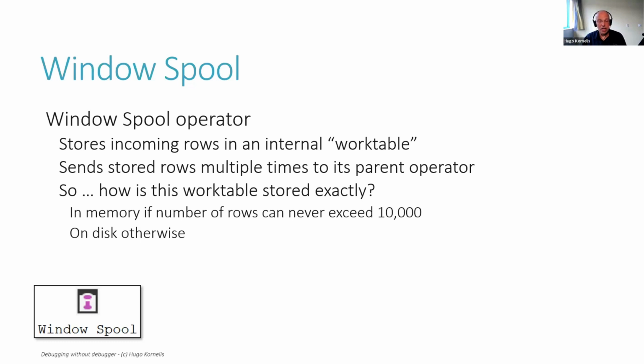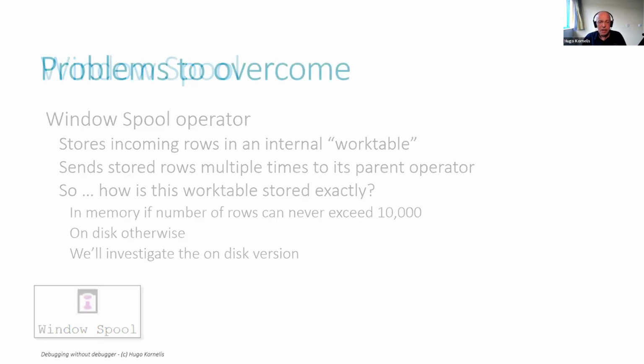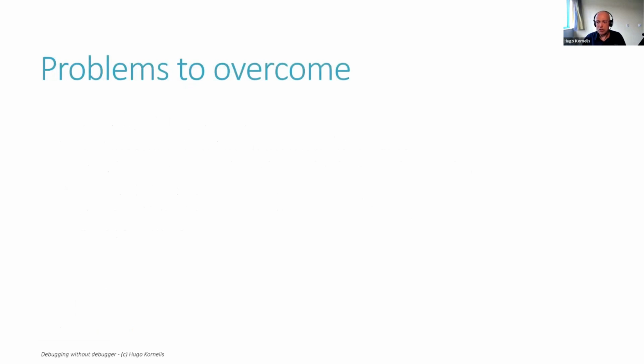And now you will understand why in my query I said between 10,000 preceding and 3 following, to nudge it just over 10,000, so that in this case it is an on-disk work table. And that's because I wanted to explore the on-disk version. How is this on-disk version stored? That was the question I asked myself. And when I tried to answer it, I ran into a few problems.